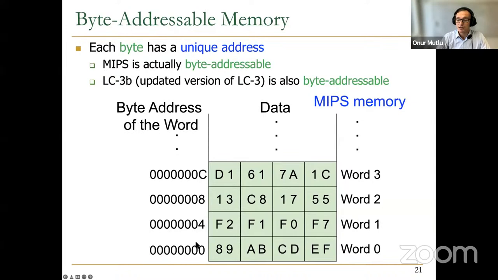This word starts at address 4 because there are 4 bytes in the first word. The next word starts at address 8 because there are 4 bytes in the previous word, etc. Now you can see that I can address each individual byte over here. One byte's address is 0. The second byte's address is 1. The third byte's address is 2. The fourth byte's address is 3.